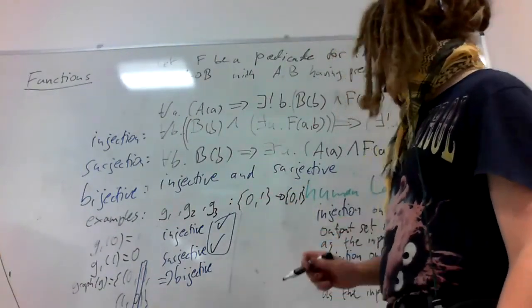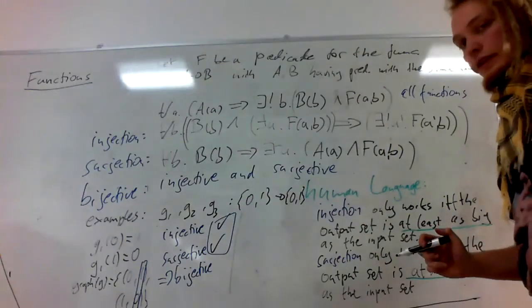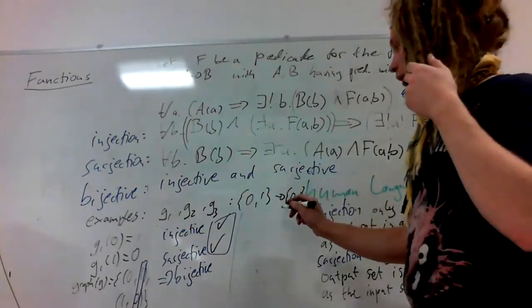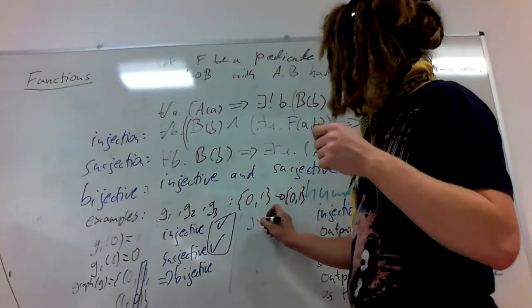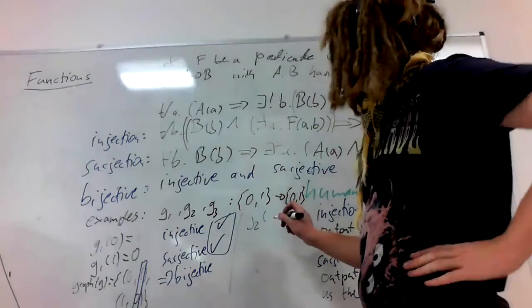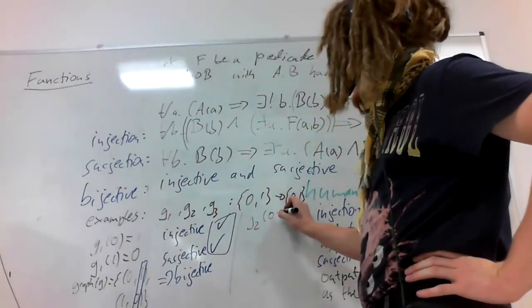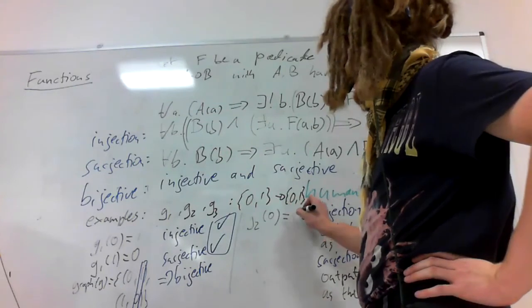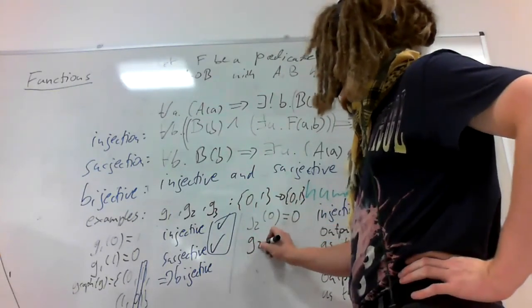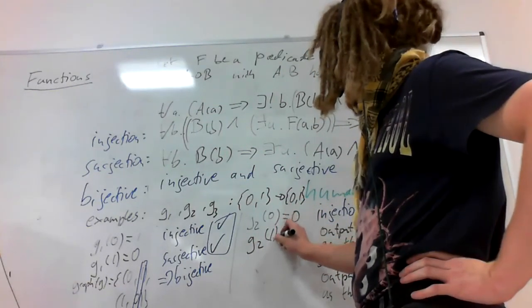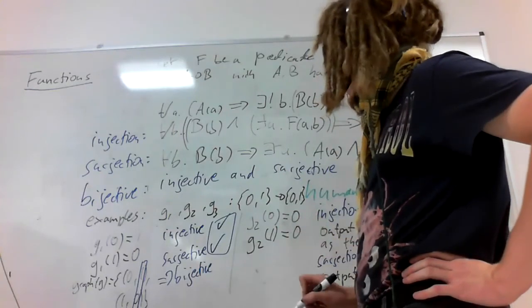Let's go with another example. This is getting quite crowded here. G2 of 0 maps to 0. G2 of 1 maps to 0 as well.